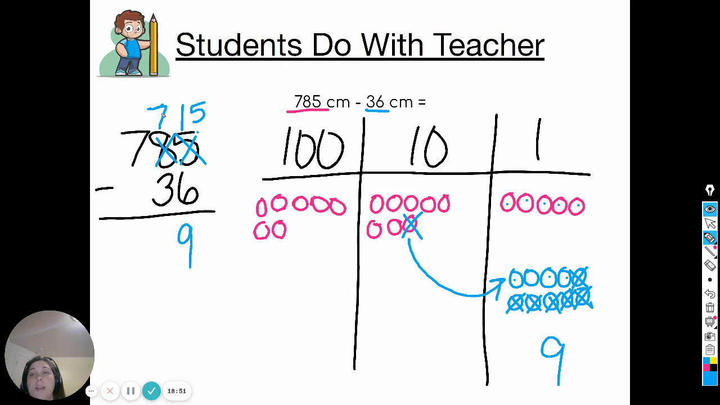Now let's look in our tens place. We have 7, and we have to take away 3 of them. So let's cross out 3. 1, 2, 3. We have 1, 2, 3, 4 left. In our standard algorithm, we did 7 minus 3, which equals 4.